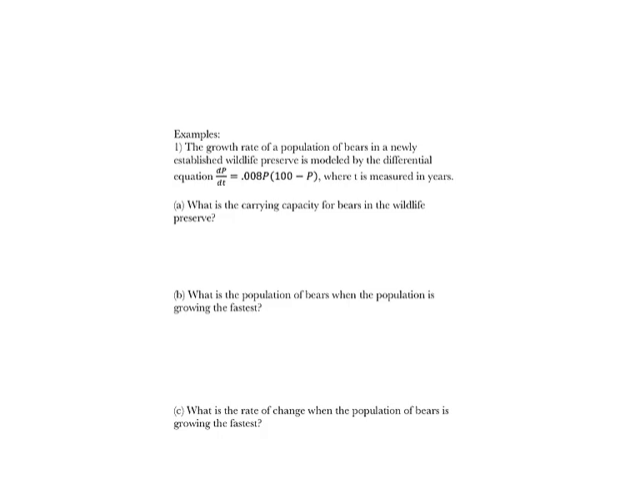Okay, number 1. The growth rate of a population of bears in a newly established wildlife preserve is modeled by the differential equation dp over dt equals 0.008p times 100 minus p, where t is measured in years. Well, if you remember, I told you that the logistic differential equation we wanted was of the form dp over dt equals kp times the quantity 1 minus p over m.